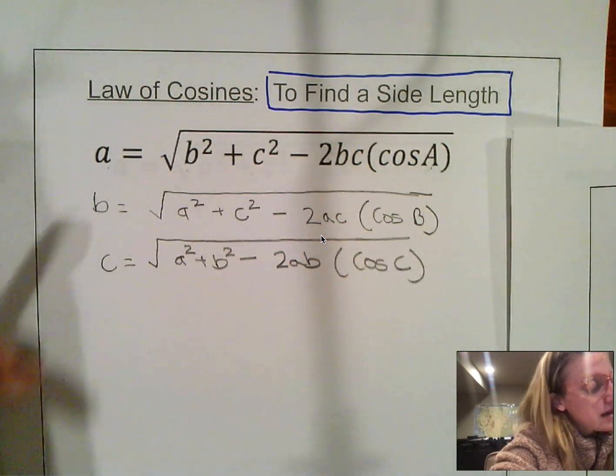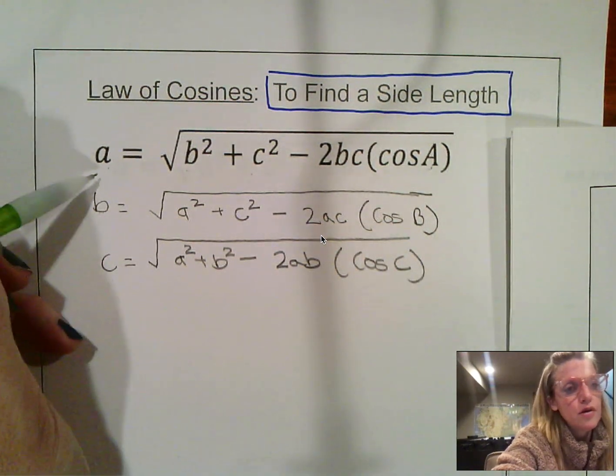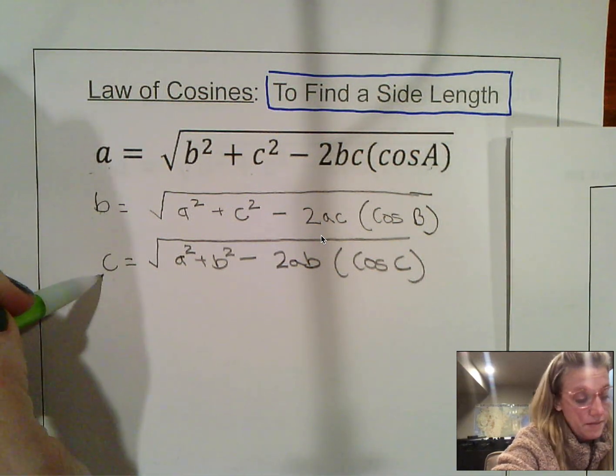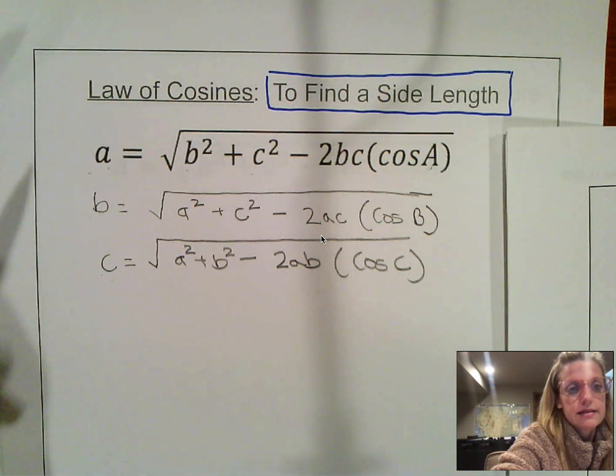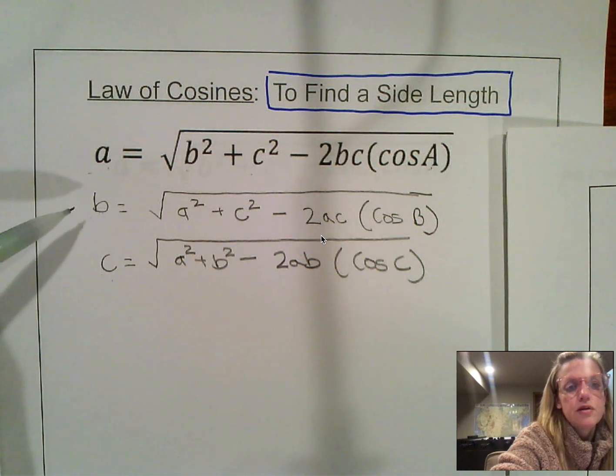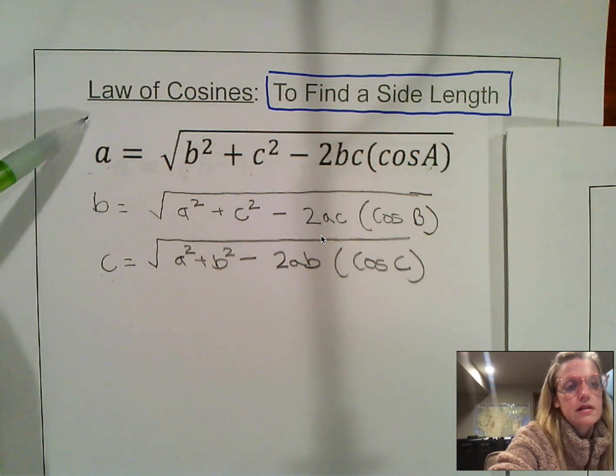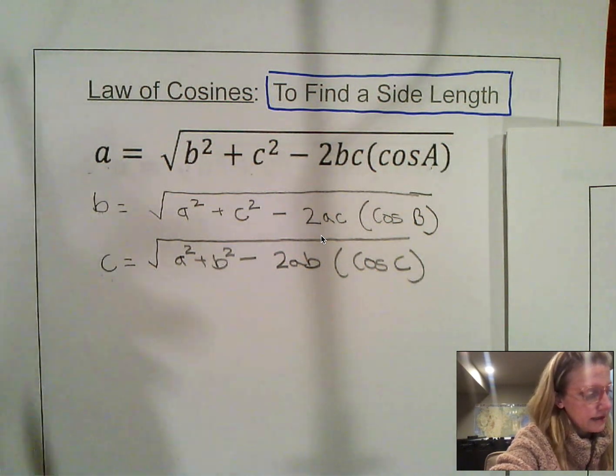So the truth is, for these three formulas, if you know one of them, you know all three of them for finding a side length. So make sure you have these written down. This is really nice to use. Law of cosines, finding a side length.